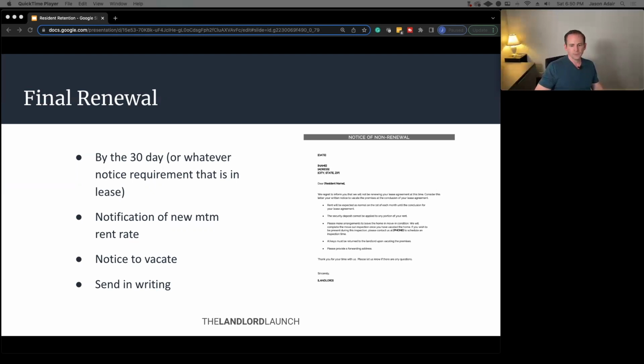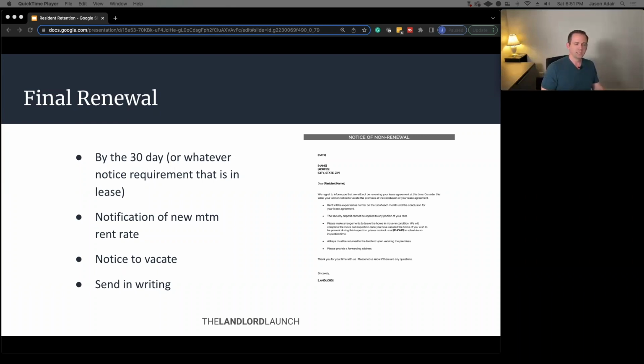But again, we regret to inform you that we will not be renewing your lease agreement at this time. Consider this letter your written notice to vacate the premises at the conclusion of your lease agreement. It outlines a few things, and I would move into the move-out process from that point as well. And again, like we talked about, if it's more the month-to-month deal, send them a notice with the new month-to-month rental rate so that they know what they're going to be charged if they don't secure the lease as of that point in time.